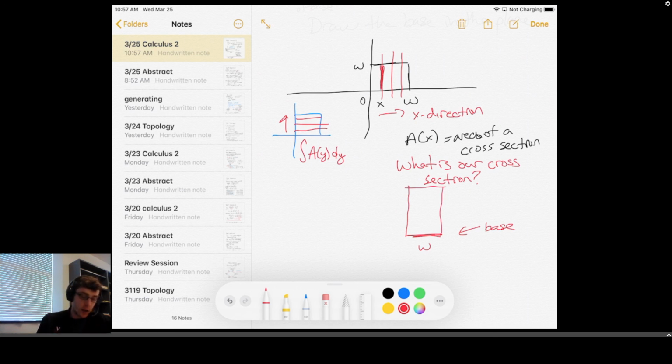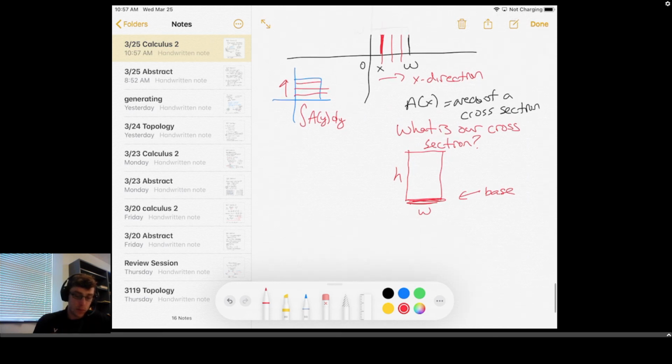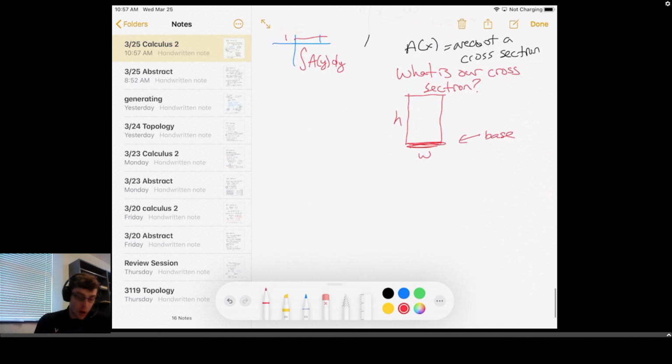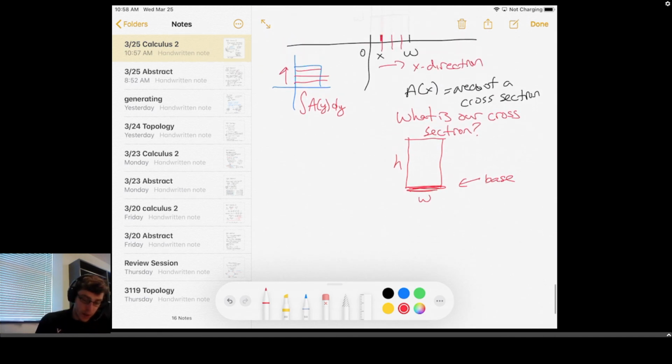That's what you're seeing here. This is what's in the base. It's length W, and then it goes up the whole height of the prism. So this is H. Does that make sense? Okay, and so our area here is what? Well, it's HW.